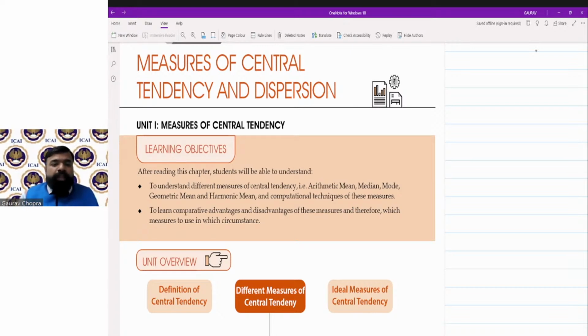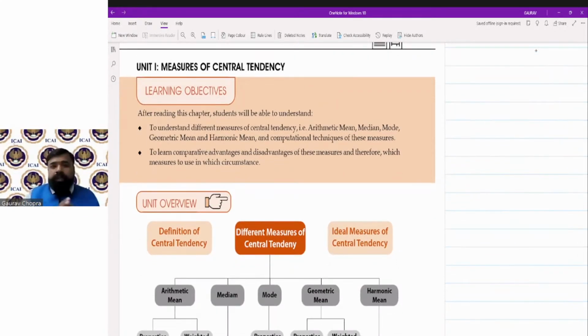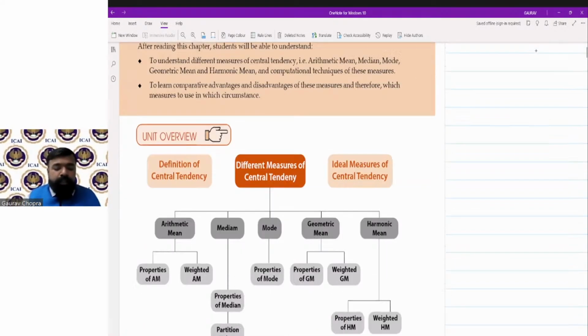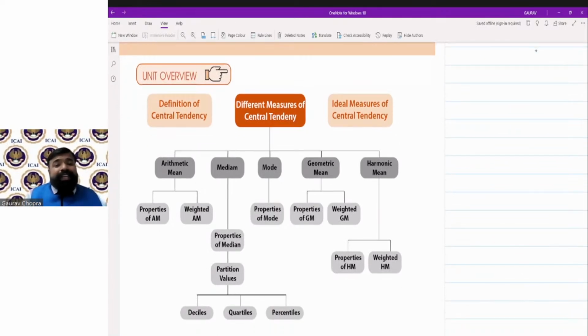So let us begin with the topic measures of central tendency. In this topic, we have two sessions, so we are dividing this chapter mainly into two parts. The first portion, which we are covering today, is arithmetic mean and median. The remaining topics, that is mode, geometric mean and harmonic mean, we will be covering in our next session.